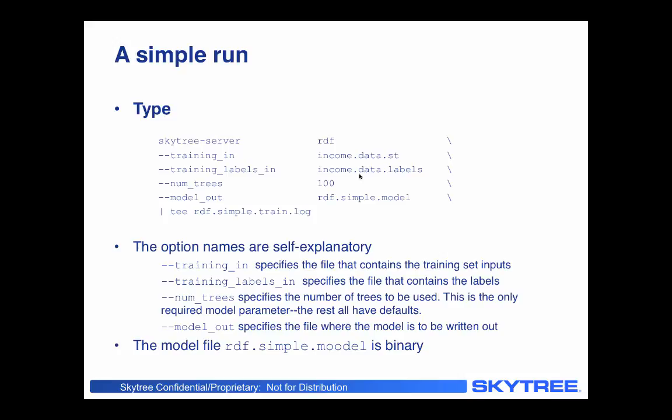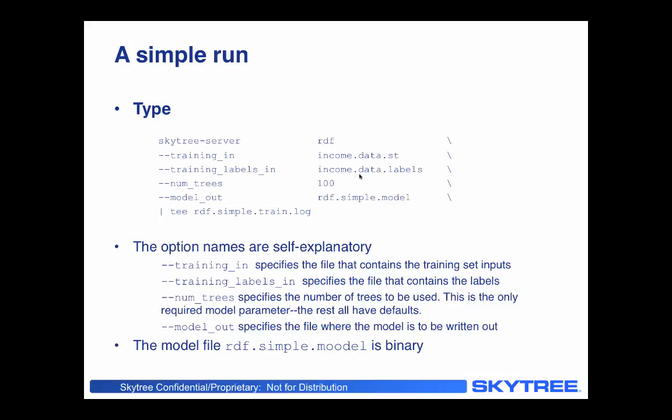And we then specify the number of trees we would like to have in our random forest. This is actually the only required parameter for a random forest in Skytree. All the other parameters have default values. But for the number of trees, you actually have to pick a value. For this particular run, we will use 100 trees.